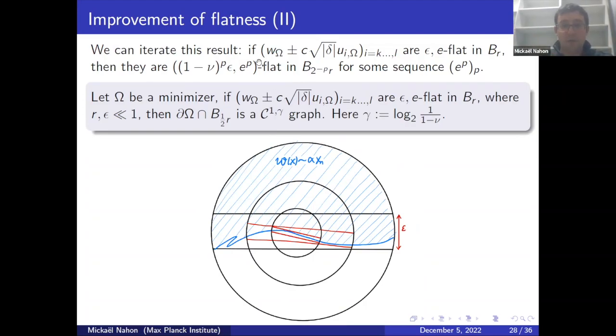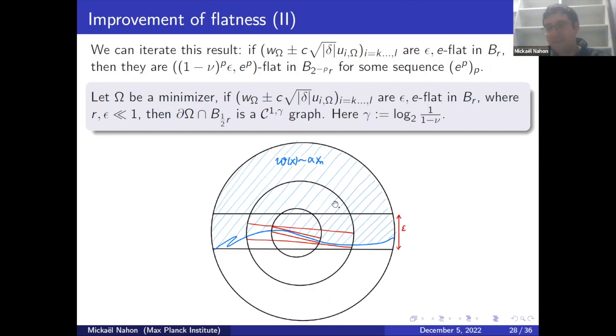And this basically implies that when you have a minimizer that is flat in a ball, then in a slightly smaller ball, it is a smooth graph. So it is a C1 gamma graph, where gamma depends on the constant nu here. Because the fact that we can iterate this procedure geometrically means exactly that we have C1 gamma regularity. So we can do this kind of procedure to say that when your domain is flat near some point, then it's actually smooth inside.